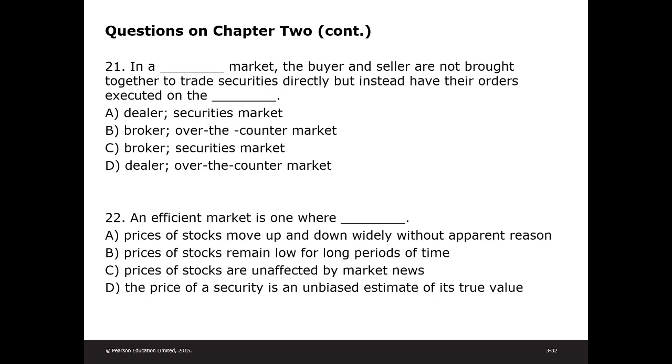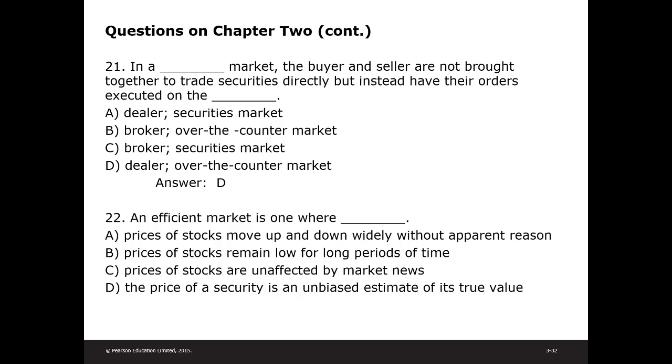Okay, next question. In which market the buyer and the sellers are not brought together to trade securities directly, but instead have their orders executed on which of the following: dealer market and securities market, broker and over-the-counter market, broker and securities market, or dealer and over-the-counter market. I think the answer here will be D, because in the dealer's market, the buyer and the seller cannot be brought together, and their orders can be executed only in the over-the-counter market, because this market is considered a dealer market.